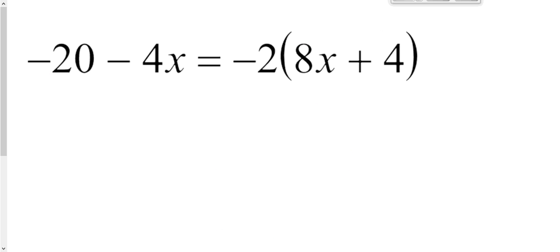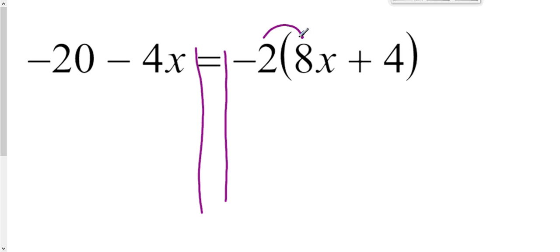Maybe there will be a distributive property. Again, first thing I'm going to look for, is there anything on the left-hand side that I can do? There isn't. So now I'm going to focus on the right-hand side and distribute. That gives us a negative 16x minus 8.